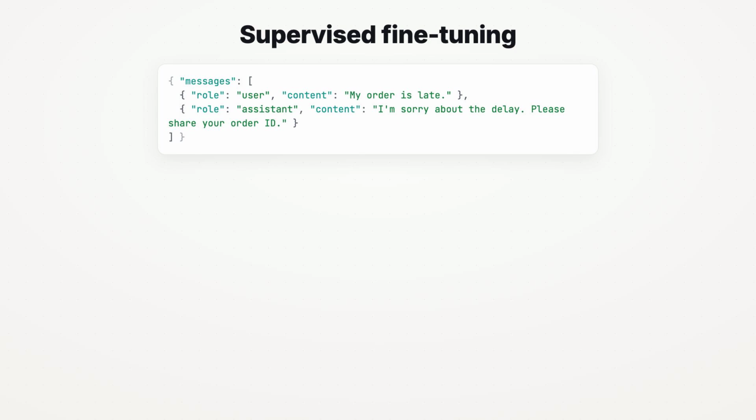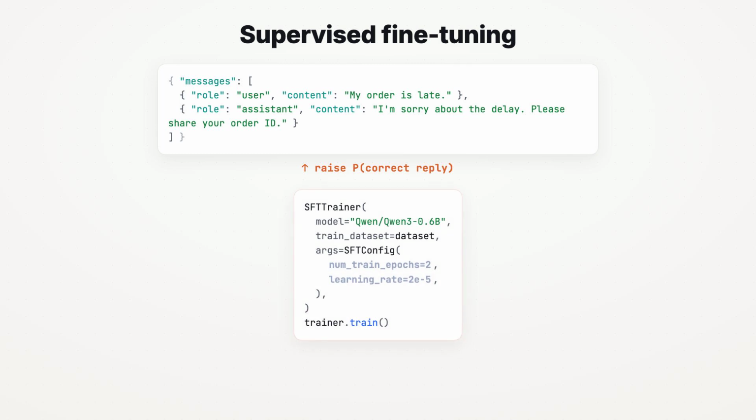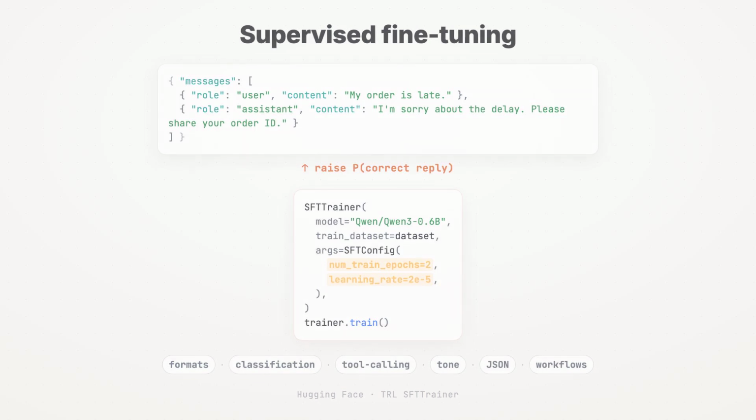Most of the time, you want supervised fine-tuning. You give correct input and output pairs, and the model learns to make the right reply more likely. Many varied instructions, and we call it instruction tuning. It's how you teach formats, tone, JSON output, and tool calls. In practice, a few lines with Hugging Face's SFT trainer.